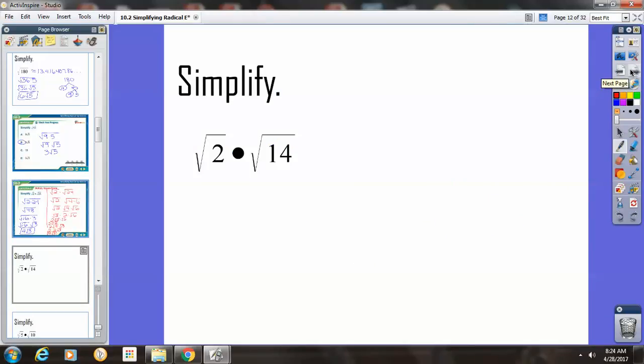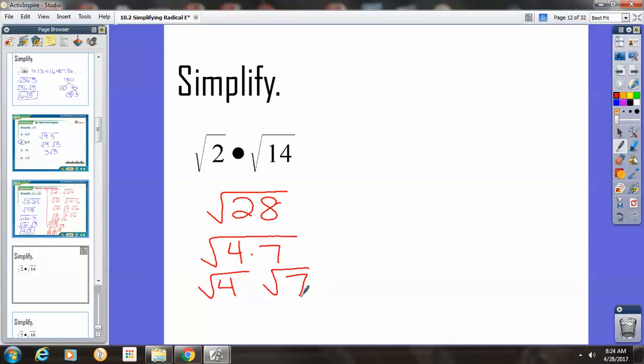Look at this next example. We have the square root of 2 times the square root of 14. You can't simplify the square root of 2 anymore, and you can't simplify the square root of 14 anymore. So our only option here is to multiply. What is 2 times 14? 28. Now, can the square root of 28 be broken down? Yes. What number goes into 28 from our list? 4 times 7. What is the square root of 4? 2. So we'll say 2 radical 7.